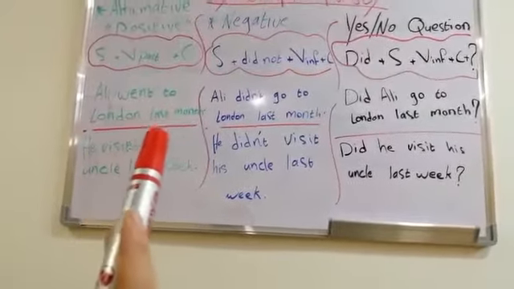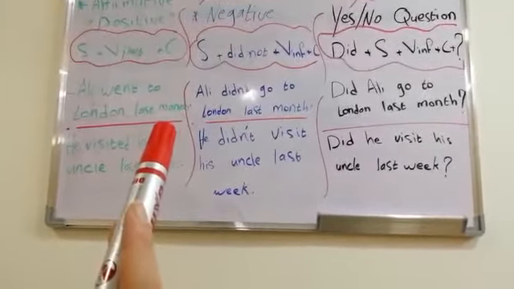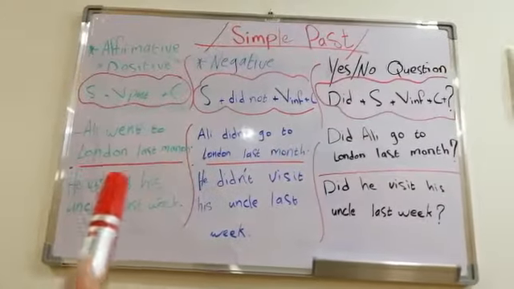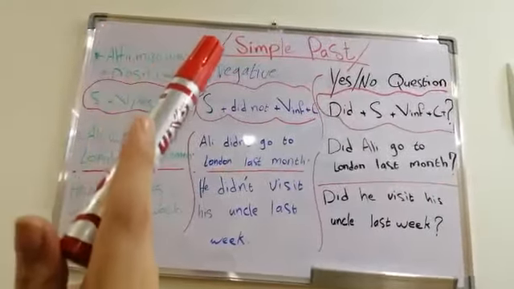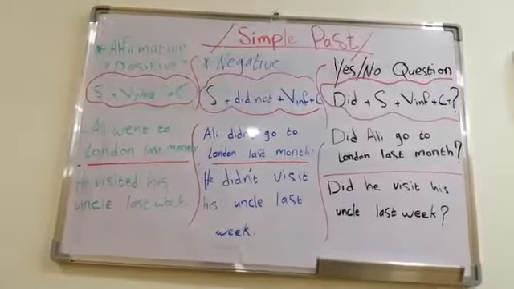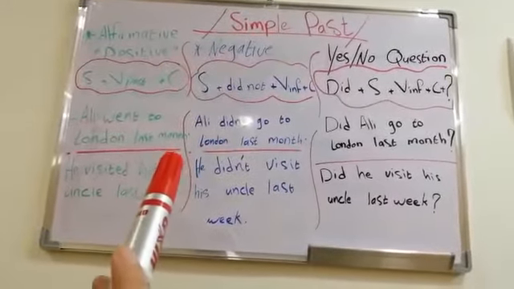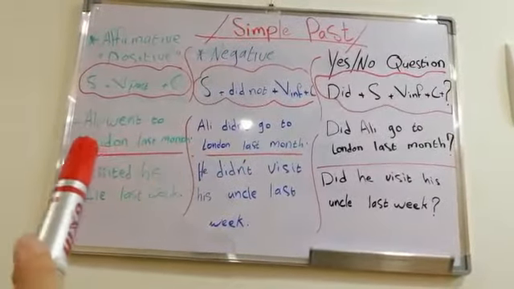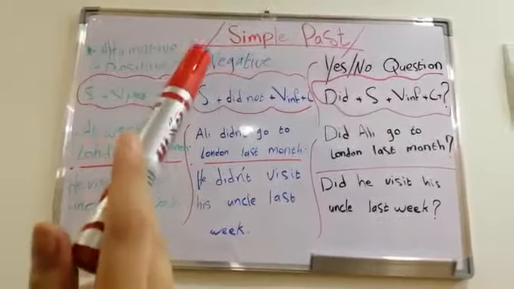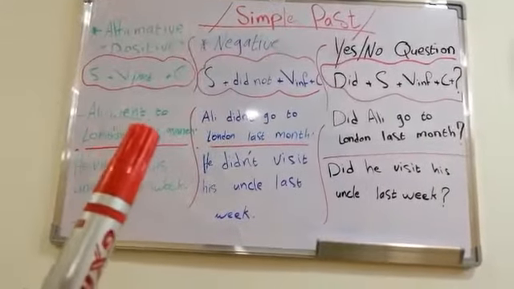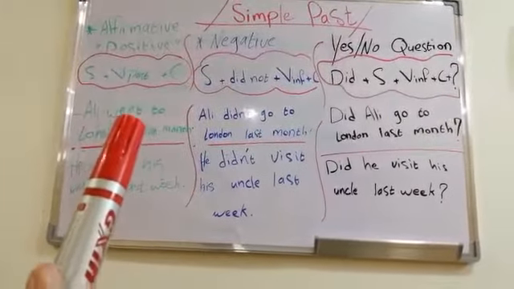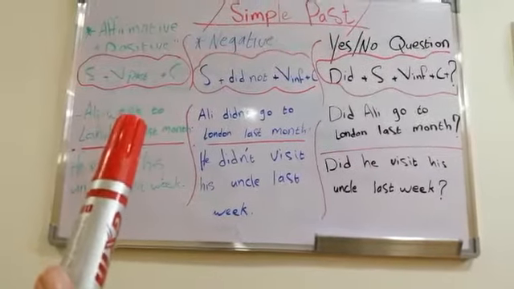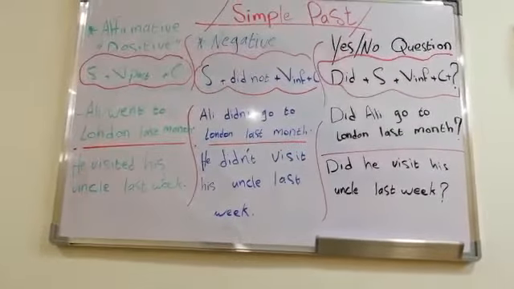to London last month. Last month is a keyword that tells us that the tense of the sentence is past. So Ellie went. Here we have what? Irregular form of the past tense.